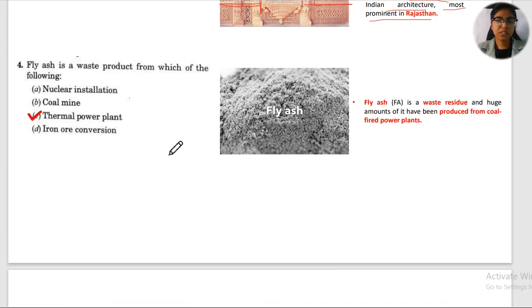Next question you have is, fly ash is a waste product from which of the following? Fly ash is a waste product of thermal power plants. It is a waste residue, and huge amounts of it come from coal fired power plants. From the coal fired power plant we get this waste residue, which is known as fly ash.